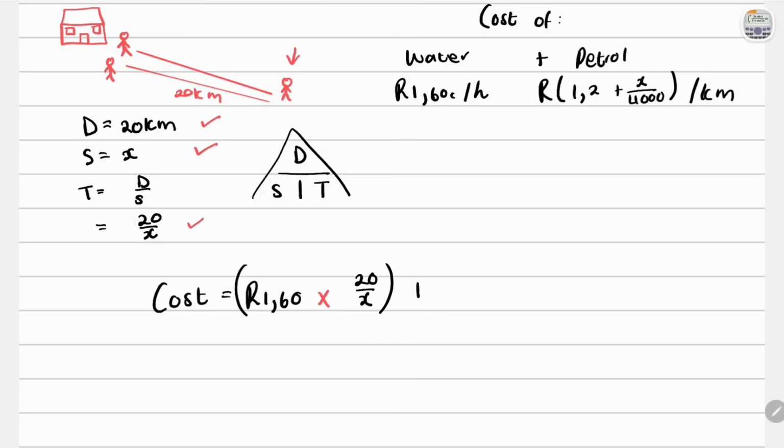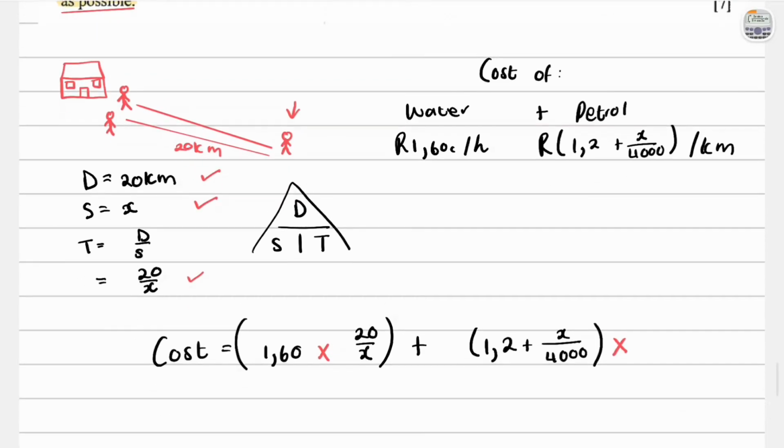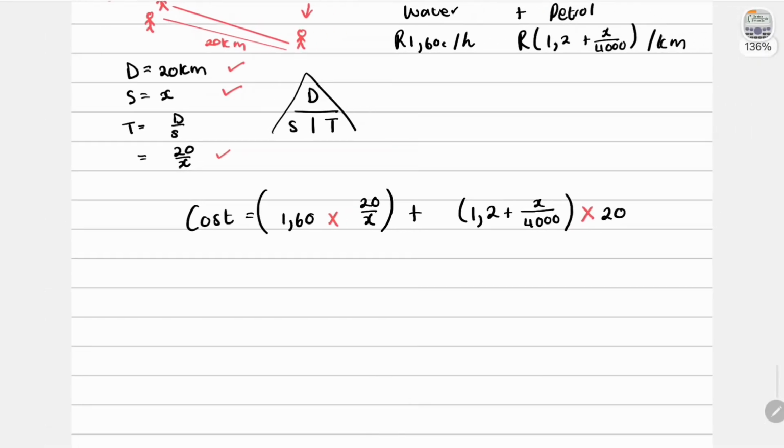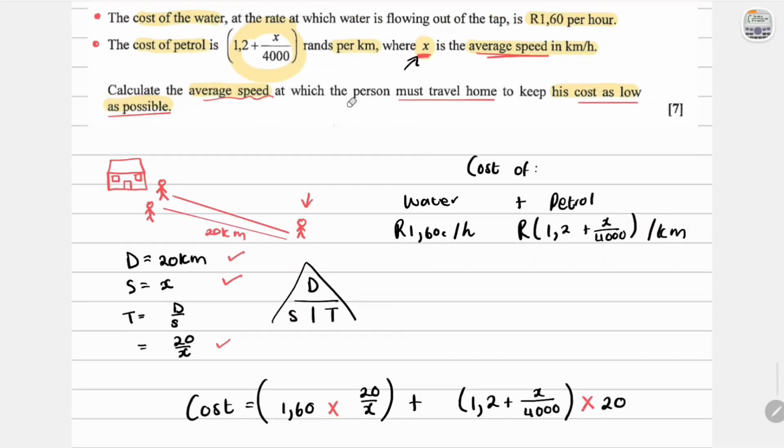And then we're going to add this to the full cost of petrol. And that's going to be, yeah, these are in rands. I don't really have to put the unit, it's fine. 1.2 plus x over 4,000. And then you need to say multiplied by, so with this one, I'm just going to put it in brackets like that. Then multiply by the amount of kilometers that it took, okay? Because this is per kilometer. Remember the 5 rand example? Okay, so per kilometer, and we know it took him exactly 20 kilometers to get home. So that's 20 kilometers. There we go. And this would be the cost. That's the cost that they were referring to here.